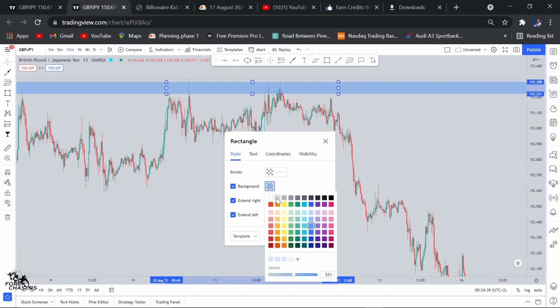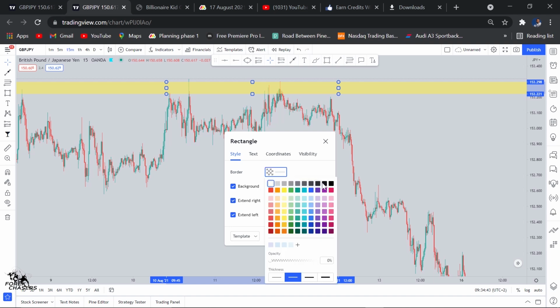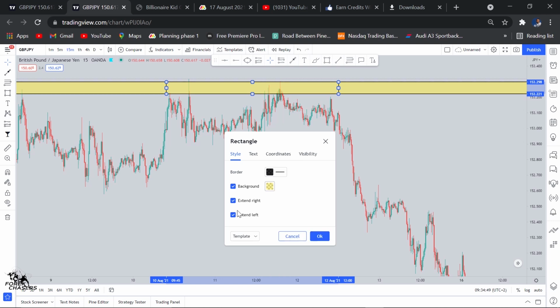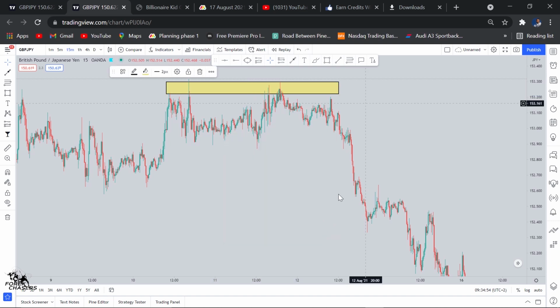Okay, I'm going to make the background yellow, and then the border black, and then extend right and mark. Okay, we're good to go.